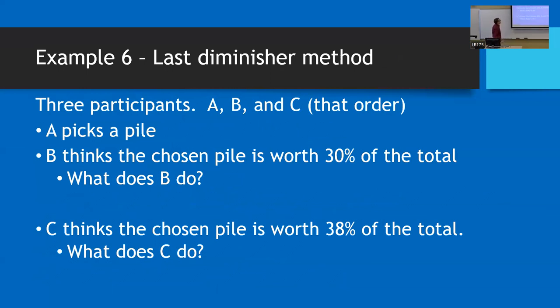So let's say we have three participants, A, B, and C. All right. A picks a pile. By the way, since we have three participants, we're using that 33.3% again as our fair share. 1/3 is 33.3%. So A picks a bag of goods. That's the first person to pick. And then turns to B and says, what do you want to do, person B? If B sees that pile as worth 30% of the goods, what's B going to do?